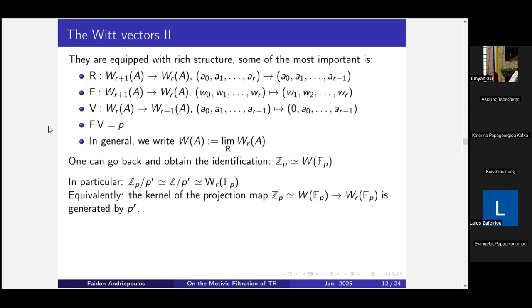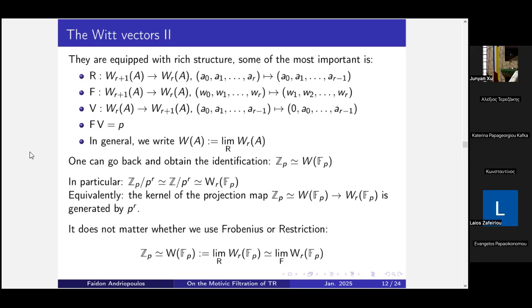An equivalent way to think about this identification is that we have a projection map from Zp, which is identified with the Witt vectors of Fp, to the r-truncated Witt vectors of Fp, which we already said is equivalent to Z mod p^r. The kernel of this projection map is just generated by p^r. By the way, note that it does not matter whether we use Frobenius or restriction in the case of Fp when we take the inverse limit. This has to do with the fact that Fp is a perfect ring, so whether we take the inverse limit with respect to R or with respect to F should always give back Zp.